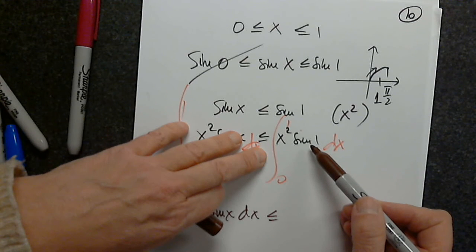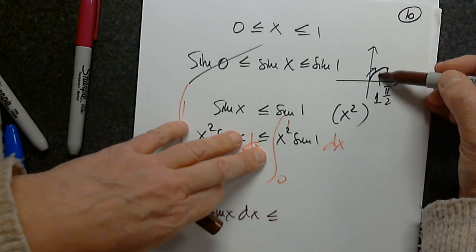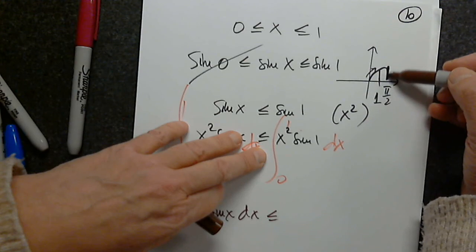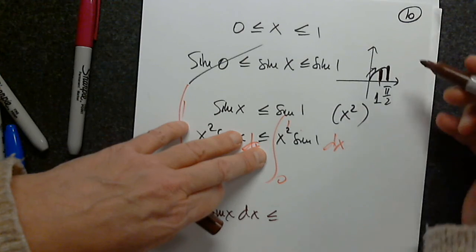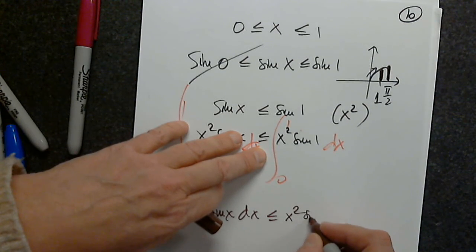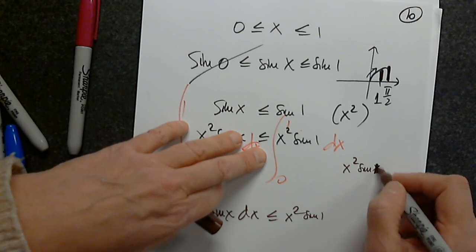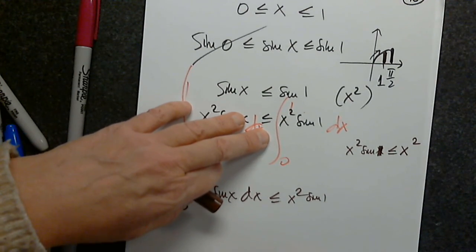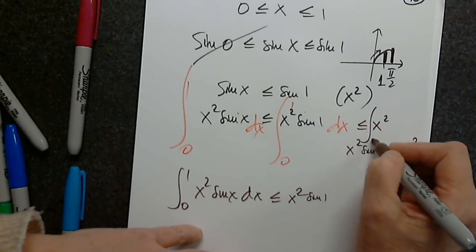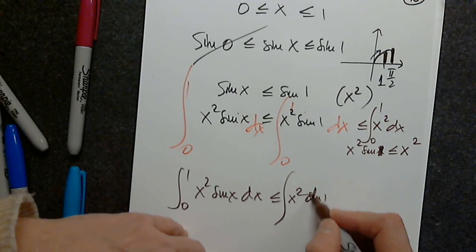Is sine 1 less than 1? Yes. Sine 1 is less than 1. Sine 1 is this piece. Sine pi over 2, which is 1, is this piece. So this is much smaller. Not much, but smaller than sine 1. So then I'll have to say that x squared sine 1 is definitely less than or equal to x squared. So I'll say less than or equal to the integral of x squared, 0 to 1, dx. And I don't need the sine 1 anymore.